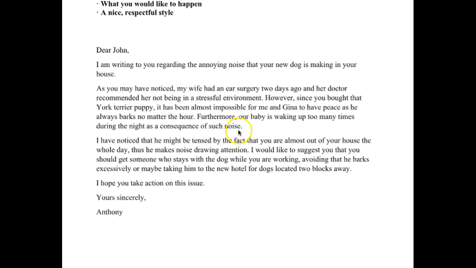Genius. I've noticed that he might be tense due to the fact that you are almost out of your house the whole day. Thus he makes noise, drawing attention. I'd like to suggest to you that you should get someone who stays with the dog while you are working, avoiding that he barks. No.